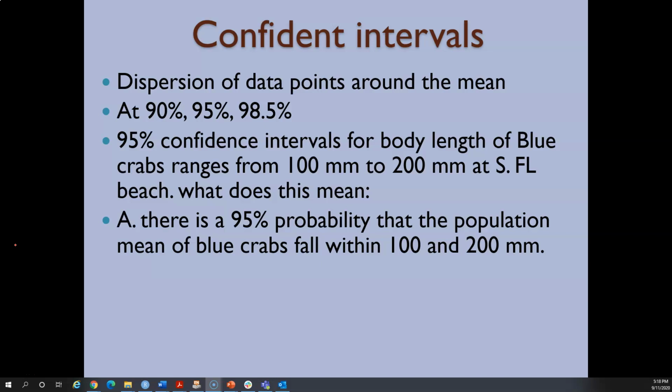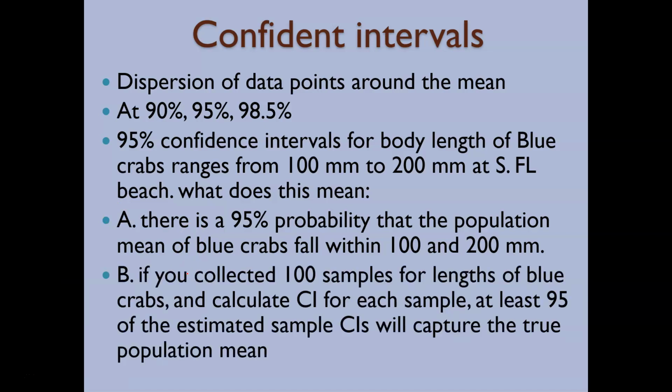Now, how do you express that in a statistically accurate way? I'm going to give you two options over here. What do you think is the ideal way to express that? It's actually B. You might have heard through other classes or maybe through high school that it's number A: there is a 95% probability that the population mean of blue crabs falls within 100 and 200 millimeters. I'm not saying that is wrong, but it's not ideal.